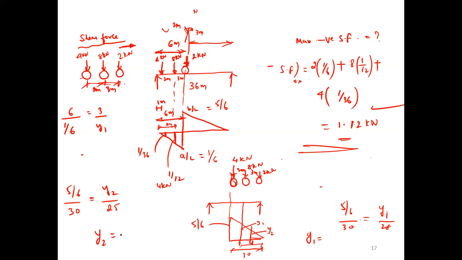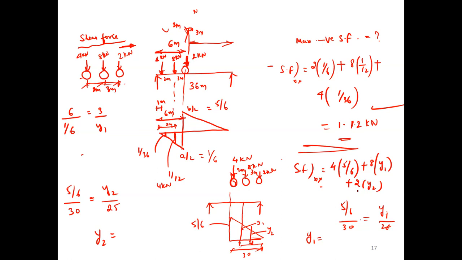Compute y1. What is the value of y1 and what is the value of y2? So finally you are getting the answer: positive shear force at XX equals 4 into this value 1, 5/6, plus 8 into whatever the value of y1, plus 2 into whatever the value of y2. That's all. Any doubts in maximum positive shear force?